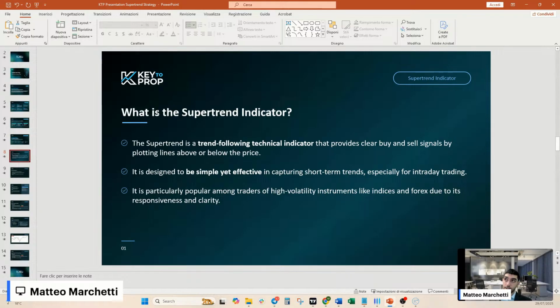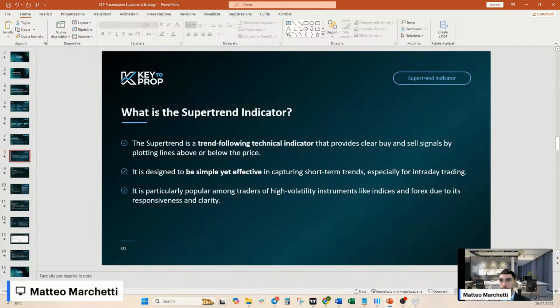And in fact, it is designed to be simple yet effective, especially for intraday trading. It became particularly popular, I would say, among intraday traders because of its two main features. The first one, I already told you, is that it is a trend following indicator. The second one is that the super trend indicator adapts to the volatility of the instrument you are trading.